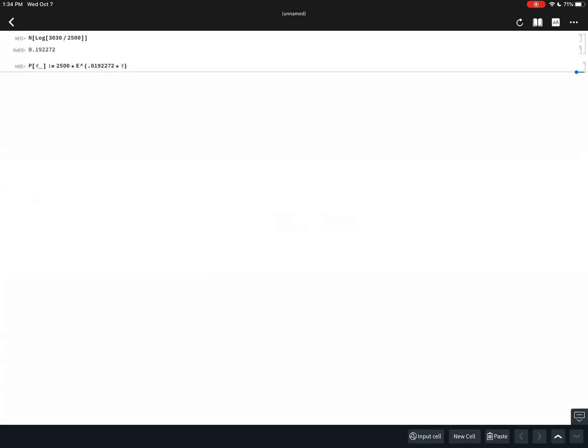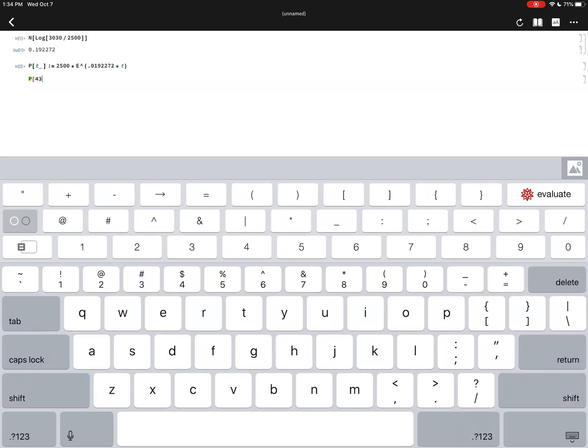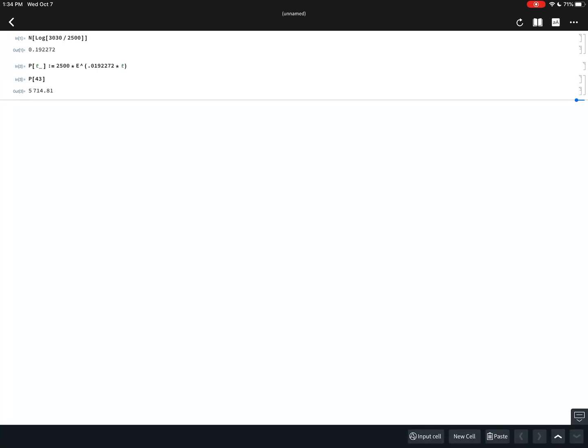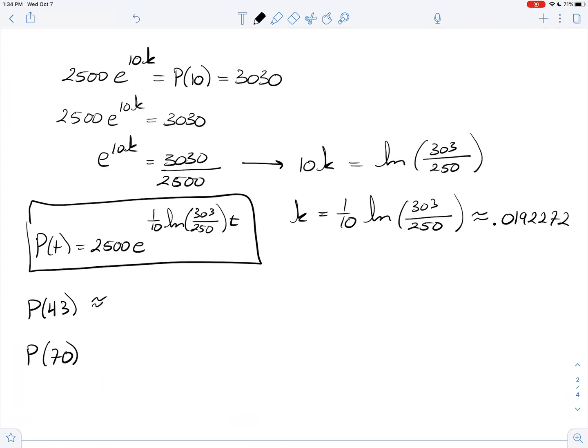So we're going to evaluate that, and now we're going to ask Mathematica to please tell us P of 43, and let's see if it works. We got 5714, so we'll round it up to roughly 5715, and so we can say, okay, this is roughly 5715 million, or 5.7 billion, right? 5.7 billion people in 93.